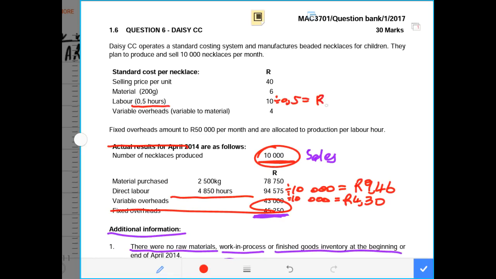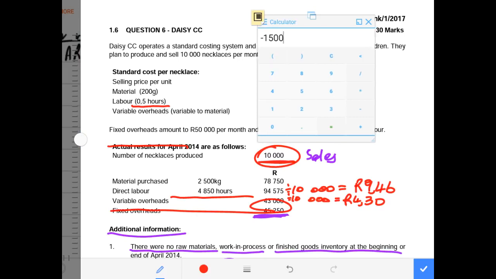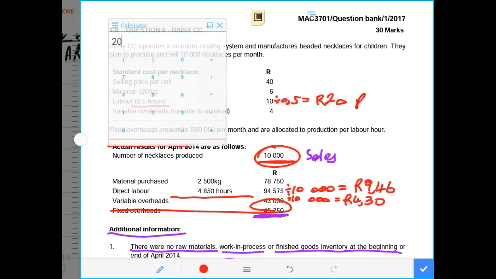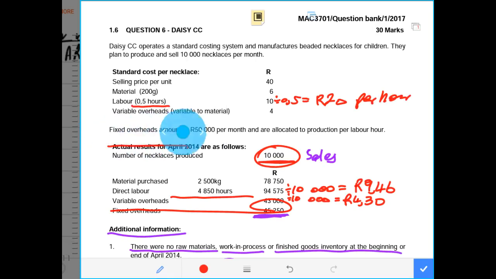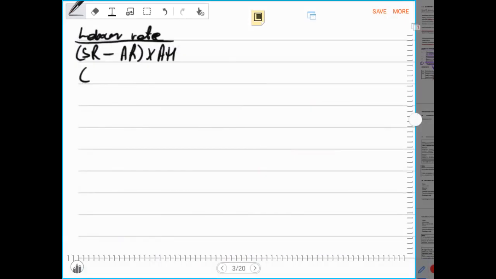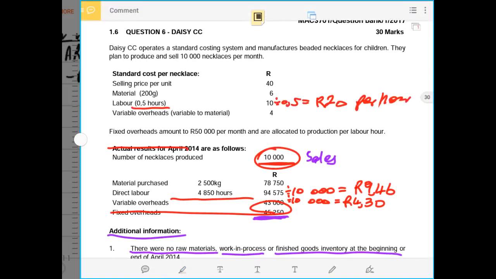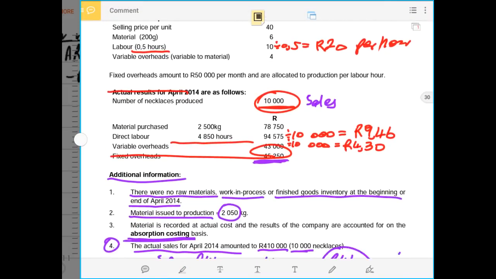So that will give us the cost of labor per hour, which is 10 rand divided by 0.5. This will be 20 rand per hour. So now we do have 20 rand, which is the standard rate. It is 20 rand minus the actual rate. We need to go under actual information. Remember, we are reconciling budget with the actual.